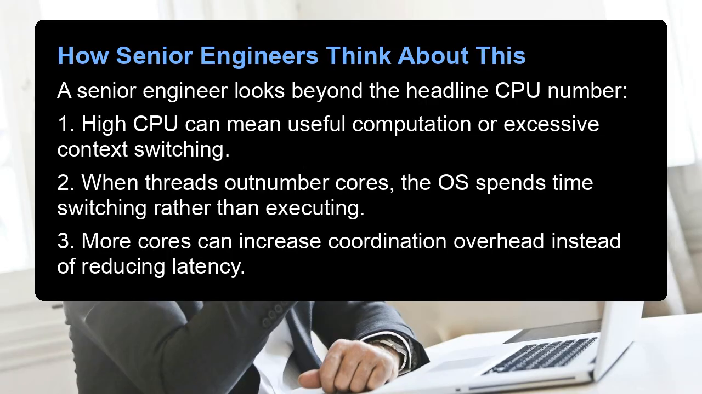How senior engineers think about this. A senior engineer looks beyond the headline CPU number. 1. High CPU can mean useful computation or excessive context switching. 2. When threads outnumber cores, the OS spends time switching rather than executing. 3. More cores can increase coordination overhead instead of reducing latency.